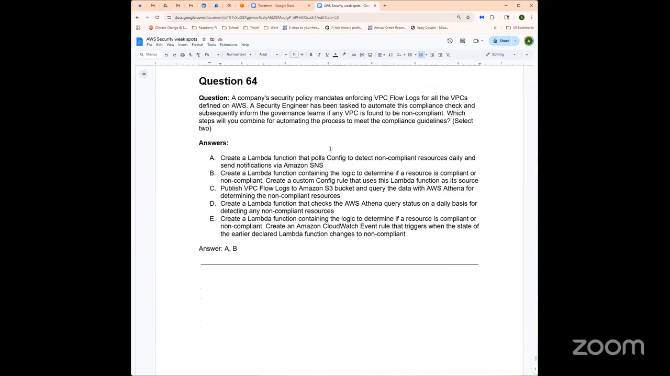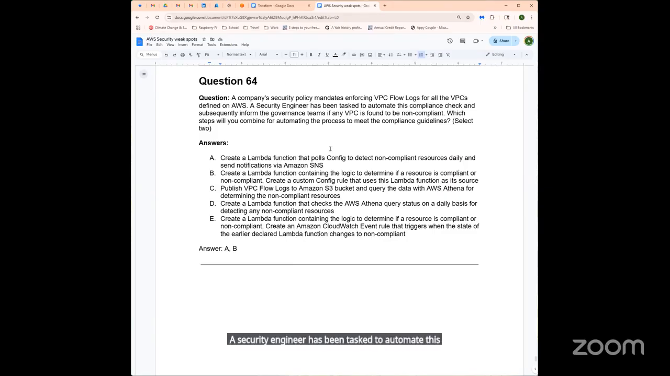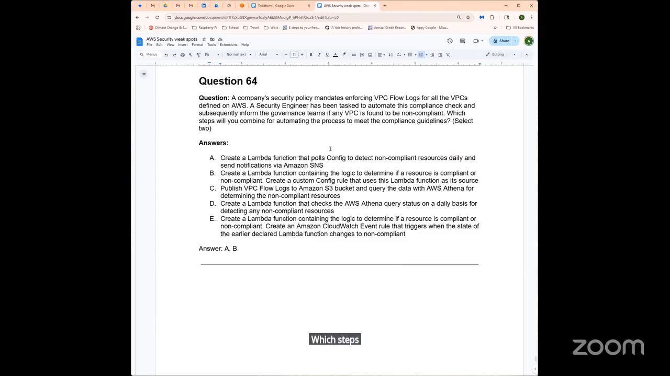The company security policy mandates enforcing VPC flow logs for all the VPCs defined on AWS. A security engineer has been tasked to automate this compliance check and subsequently inform the governance teams if any VPC is found to be non-compliant. Which steps do you follow to combine for automating the process to meet the compliance guidelines?